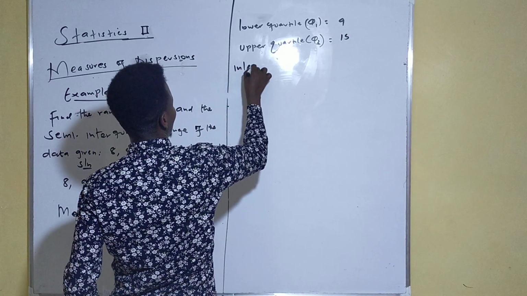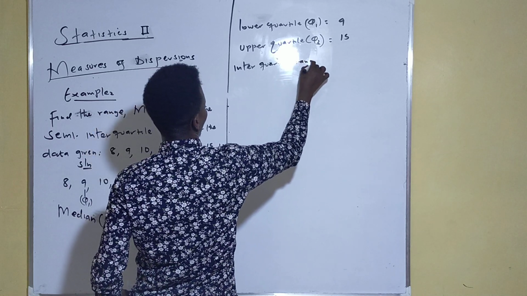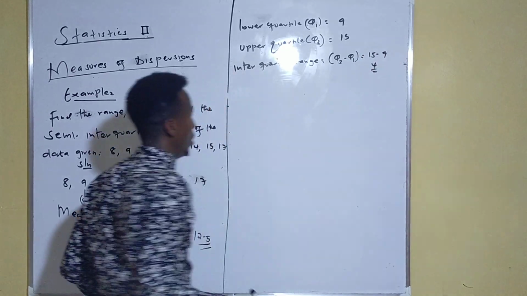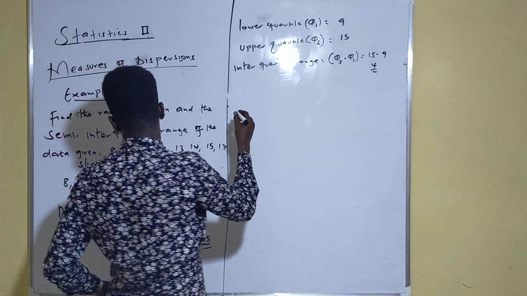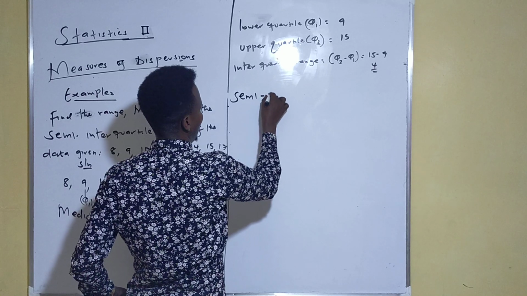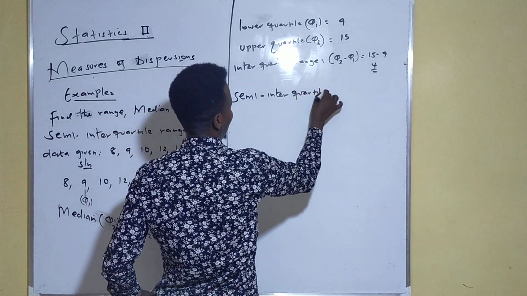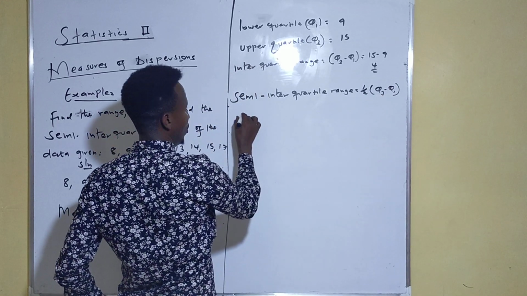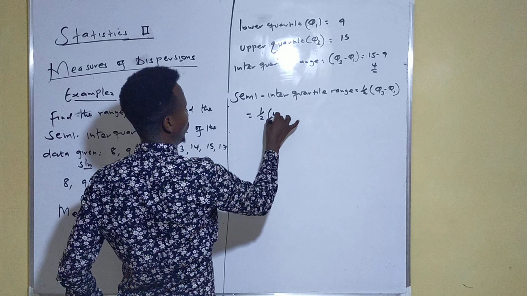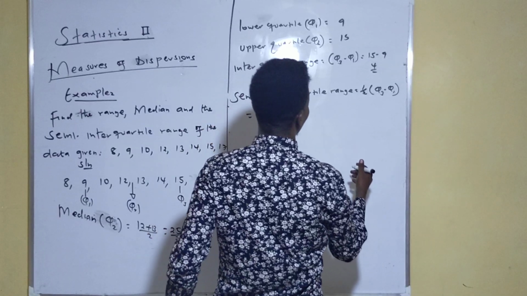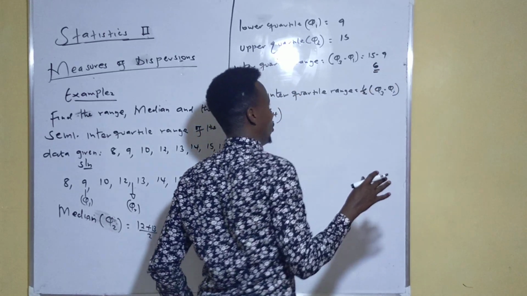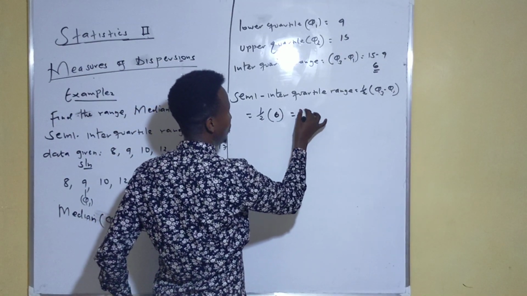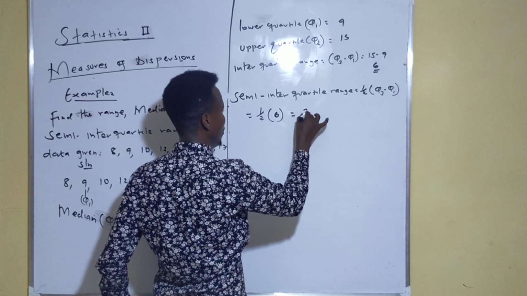Now let me get the interquartile range, which is Q3 minus Q1. That is 15 minus 9, which is 6. Apologies, I made a mistake in the calculation there. Take care, guys, it is 6. Then my target is the semi-interquartile range, which is also called the quartile deviation. It is equal to a half into Q3 minus Q1, which is a half into 6. So the final answer will be 3.